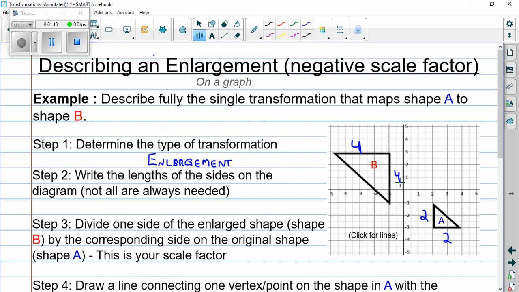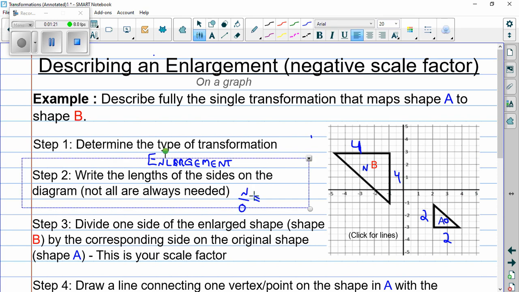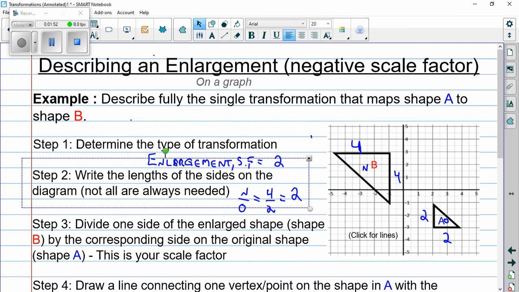Here we know our new shape is B, our old is A, so we do N divided by O, which is 4 divided by 2, which is 2. So we can say that our scale factor is equal to 2, and we know because it's flipped over, and on the opposite side of, well, maybe our center, we don't know yet. So maybe we'll just leave it as 2 for now. We'll continue on. We can probably see that it's negative, but let's be sure.